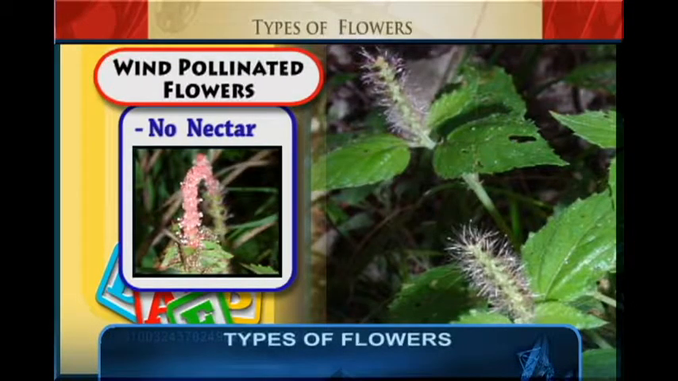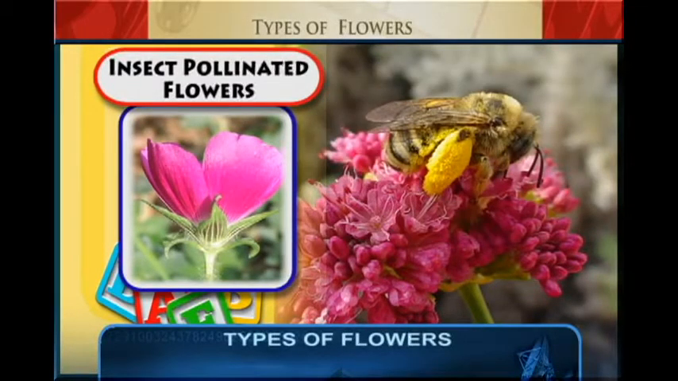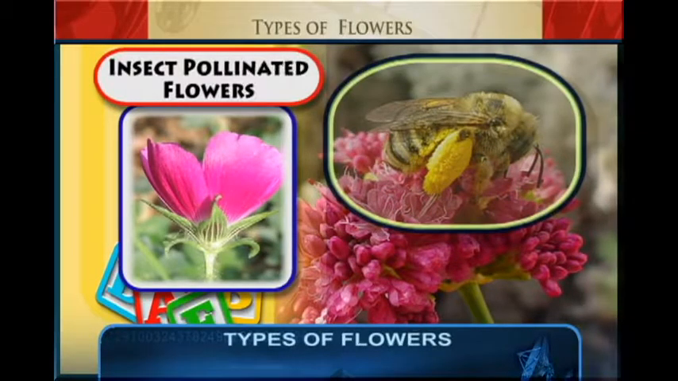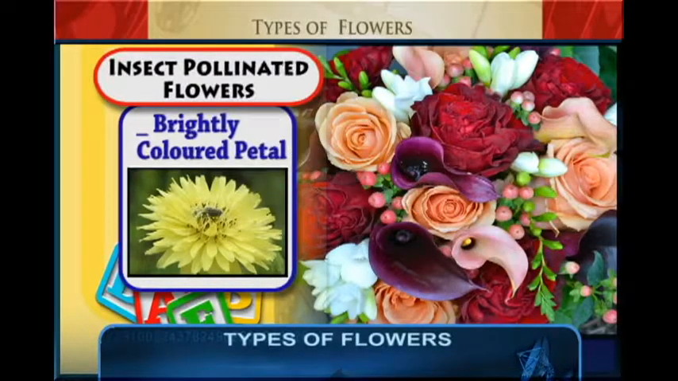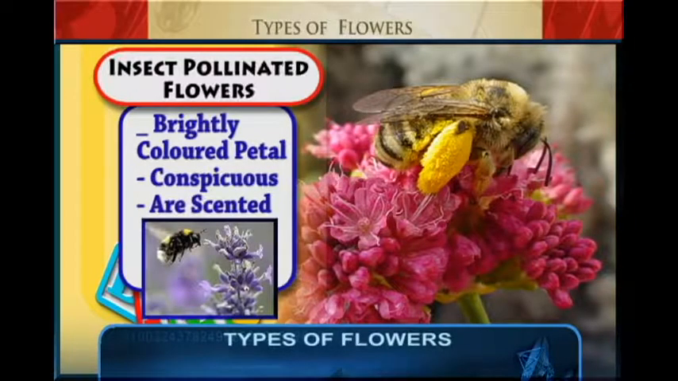Now, when we look at the characteristics of insect pollinated flowers, these are quite the opposite of the wind pollinated flowers. They produce brightly colored corollas. The petals are brightly colored to attract the pollinating agents. They are conspicuous with colored bracts. They are scented, that is, they produce scent to attract the pollinating agents.